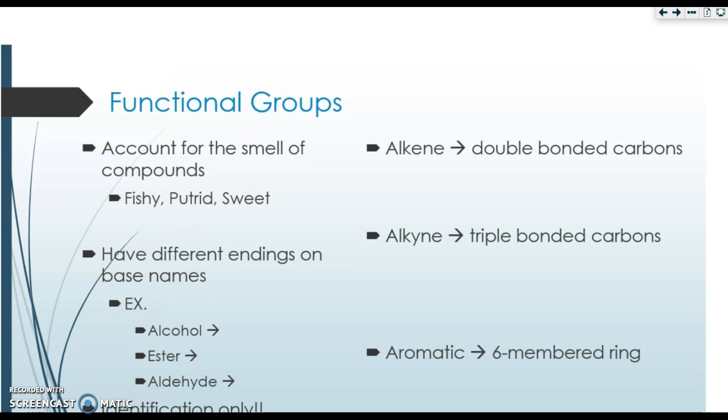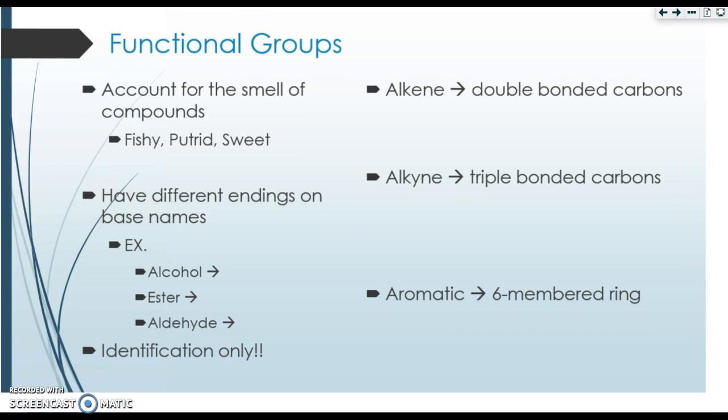The next part of the chapter relates to functional groups. Okay. Functional groups account for the smell of compounds. Sometimes things are fishy, sometimes things are putrid or gross, sometimes things are sweet. Okay. That's all based around these additional groups that are part of the molecule. They have different endings on the base names as well compared to alkanes. You do not need to know these for your test. However, doesn't hurt to introduce.